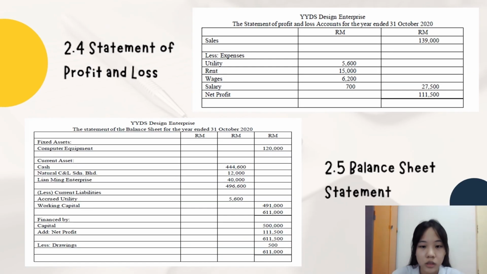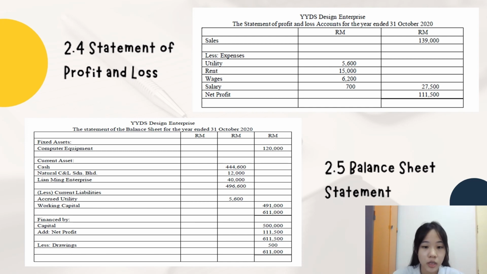The balance is 644,600 ringgit. The statement of profit and loss account for the year ended 31st October 2020 for Yyds Design Enterprise. The sales are 139,000. We can less the expenses, which are utility, rent, wages, and salary. The total expenses are 27,500, and we got the net profit of 111,500.